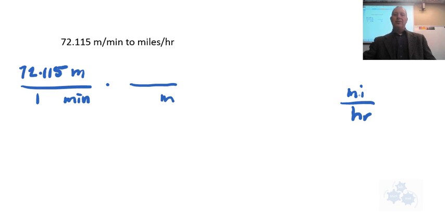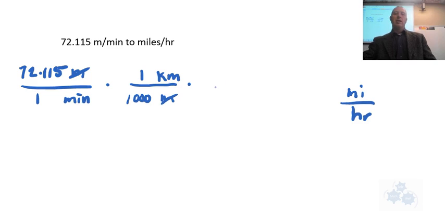I want miles. So do I know how many miles in a meter? Do we know how many miles in a meter? We don't know how many miles in a meter, but we know how many kilometers, probably, and how that relates to meters. So watch this. 1 kilometer is 1,000 meters. You see that? Now, we haven't done anything with the minutes yet, but that's okay. I'm getting closer with the distance unit.